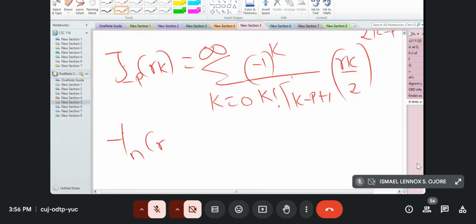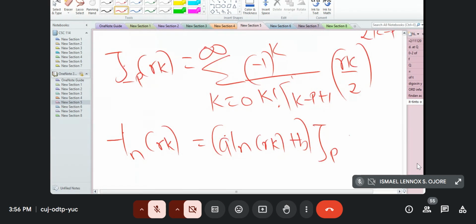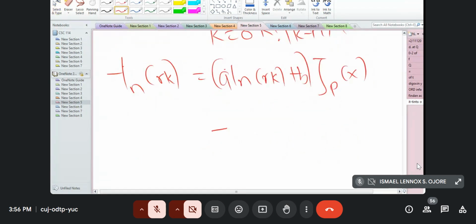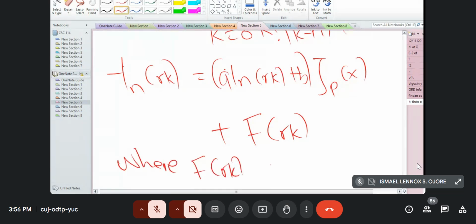Y_n of r_k is some constant A times natural log of r_k plus B times J_p of x, plus some function capital F of r_k, where this function involves positive and negative powers of r_k.